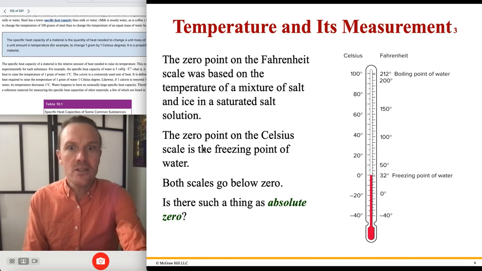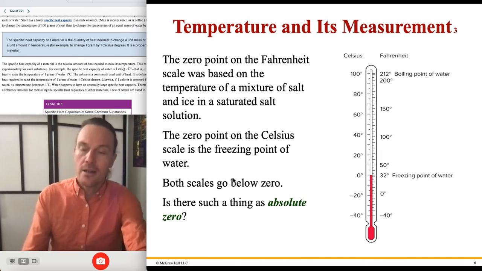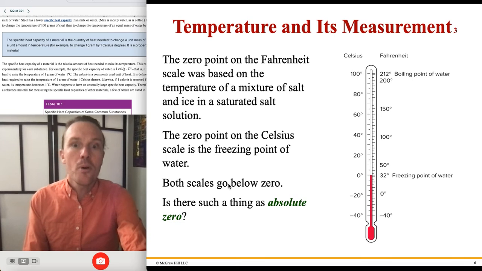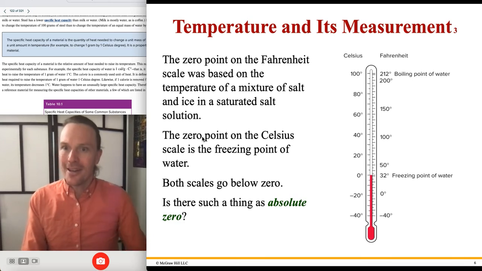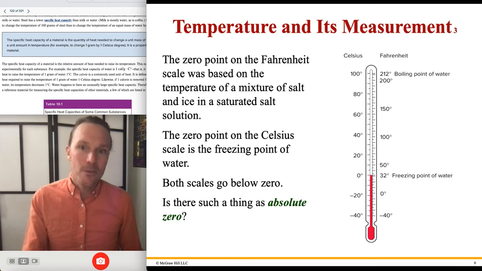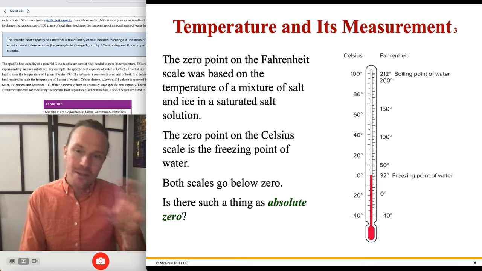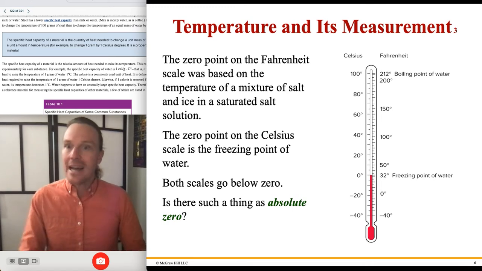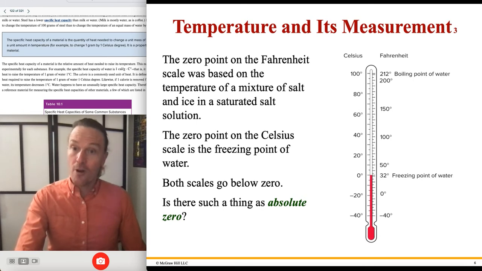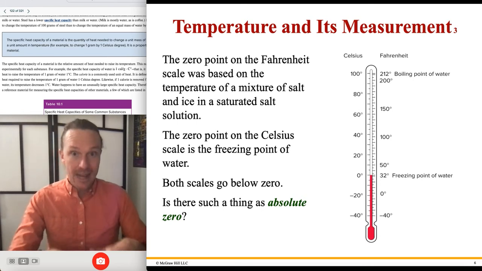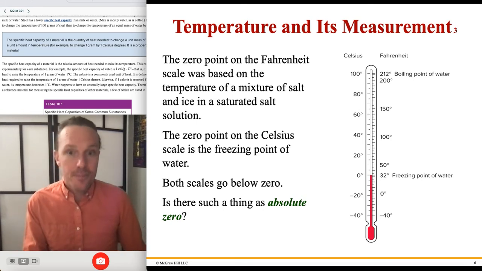The 0 point on the Celsius scale is the freezing point of water, right, at a certain pressure. Both scales go below 0. And by the way, when I was speculating about what temperature it is, it was obviously supposed to be at 0. I was thinking more about like an ideal gas law situation. So obviously 0 is the freezing point of water at 1 atmosphere pressure. That's the Celsius scale. Okay.